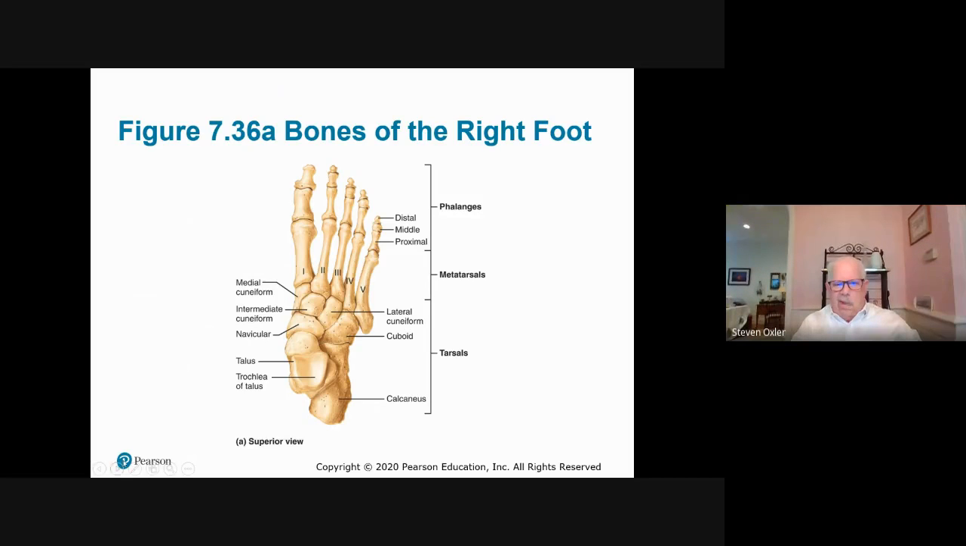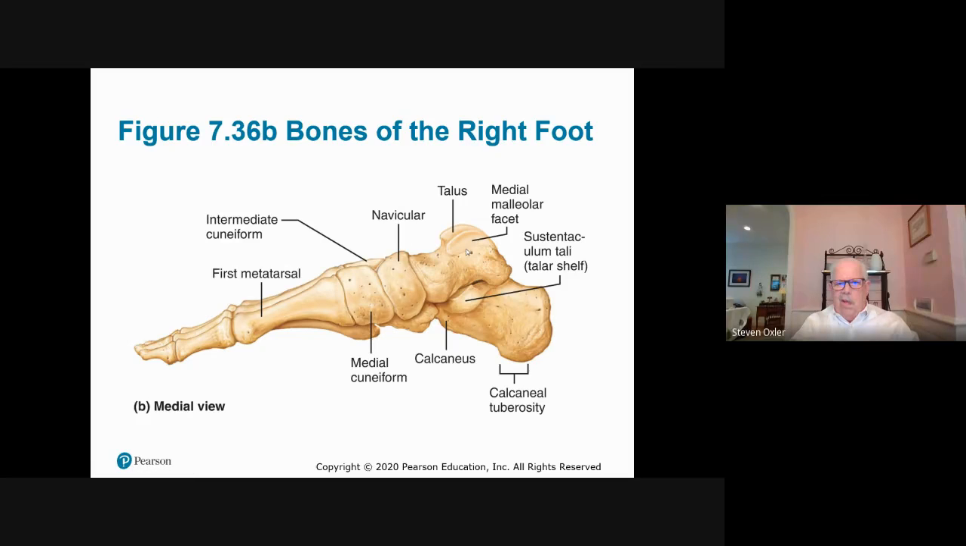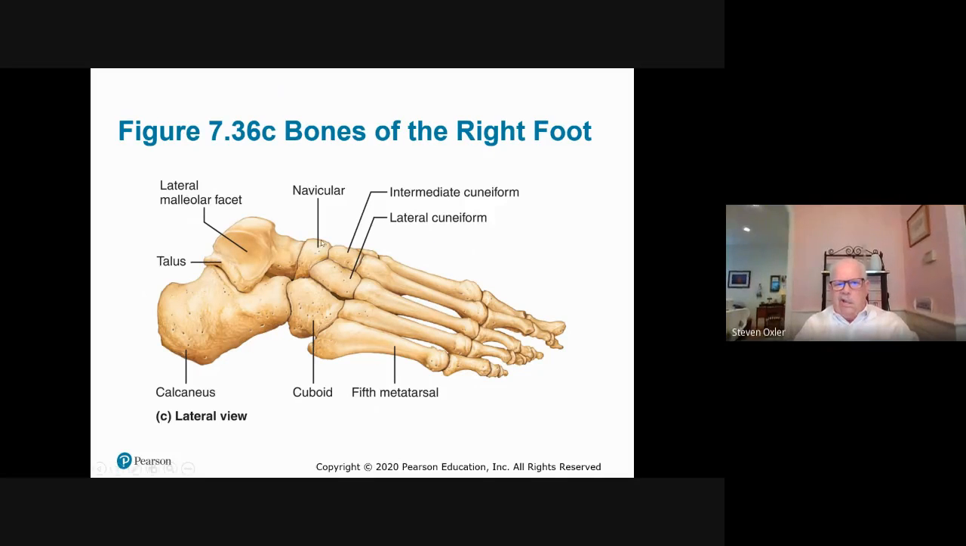Here they are. Here's your posterior calcaneus, otherwise known as your heel. Here is the weight-bearing anterior portion of your ankle called the talus. Then you have the metatarsals. Here are your metatarsals. And then you have the bones of your phalanges. Here is a nice picture of your heel bone. Here's a nice picture of your talus.